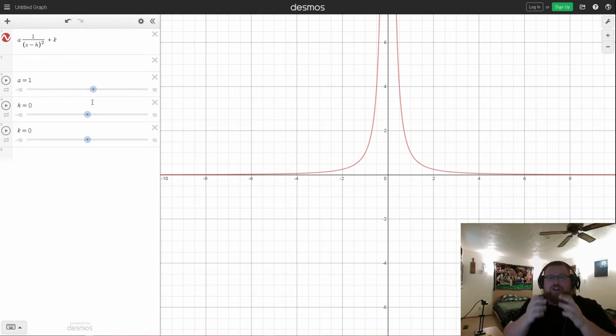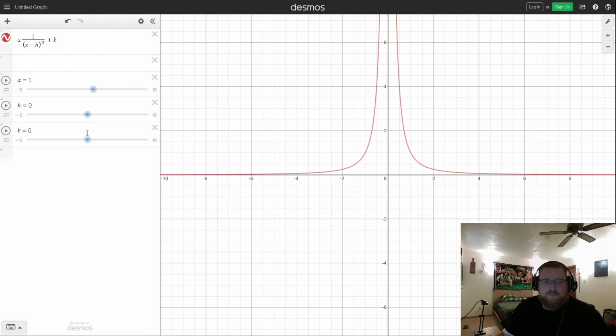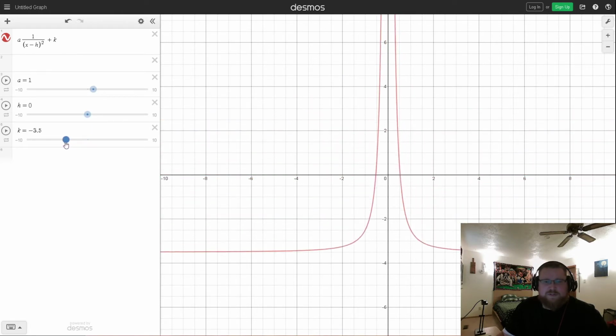Is it interpreting as changing x's? Well, that's because it's inside of our operator. If it's outside the operator, it's going to be affecting the y's. So again, moves it either left or right, moves it either up or down.